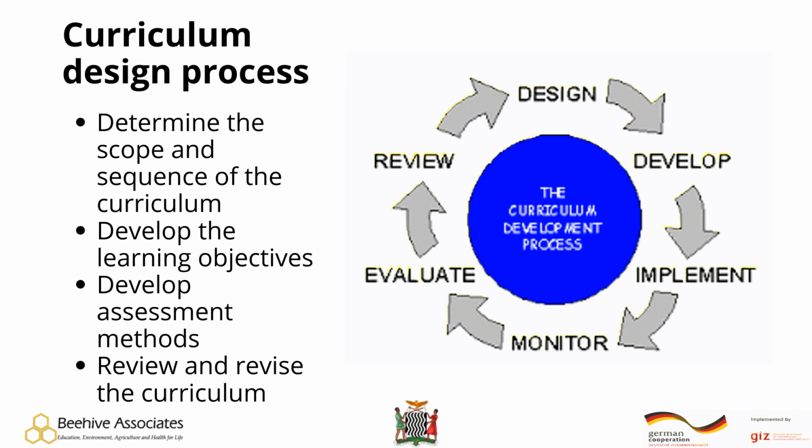1. Determine the scope and sequence of the curriculum. Once the purpose and goals have been identified, the next step is to determine the scope and sequence of the curriculum. This involves deciding on the topics and concepts to be covered, and the order in which they will be taught.